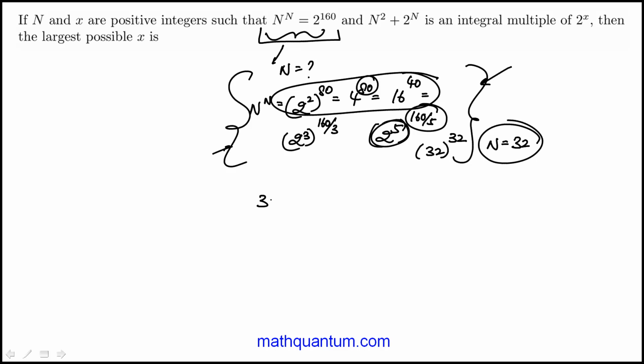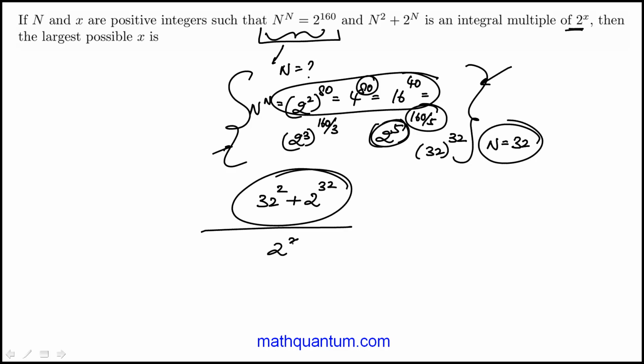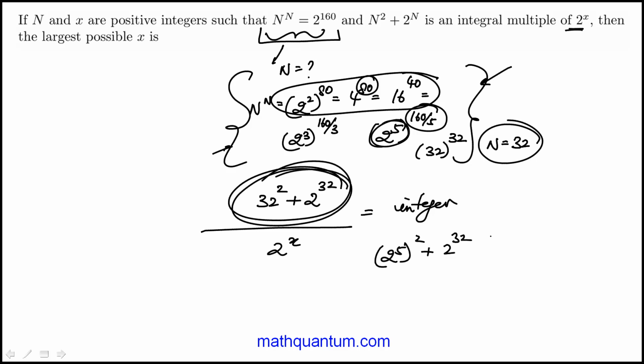Once you have n, then we're saying 32 squared plus 2 to the 32. What's the largest value of x for which this is divisible by 2 to the x? So this is an integer. That's really what the question is asking. So I'll rewrite this in powers of 2. 32 is 2 to the 5. And 2 to the 32 remains that way.